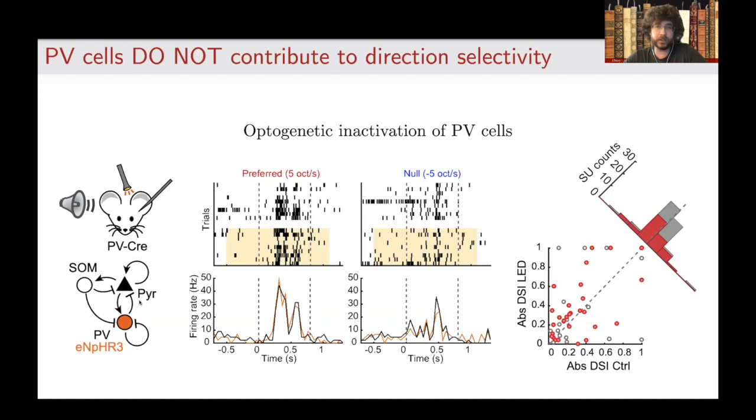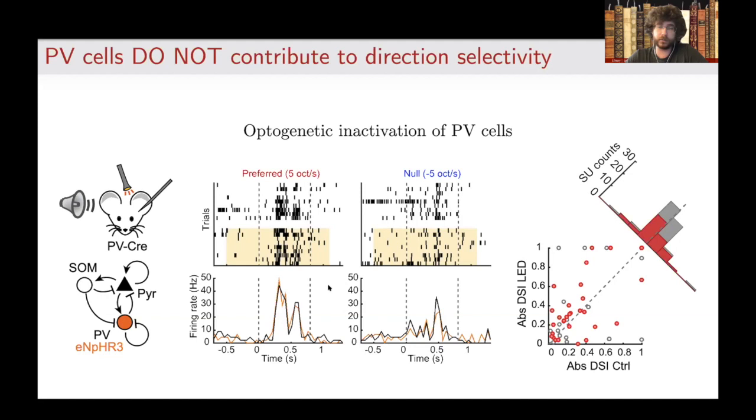And we can see across the population that this is a consistent result. One thing I want to note is that we had to be careful when silencing PV cells, because if you silence them too much, you lose stability in this network and everything goes out of whack. So we had to tune this so that stability was still intact. But at the end of the day, we see that direction selectivity is not affected by silencing PV cells.